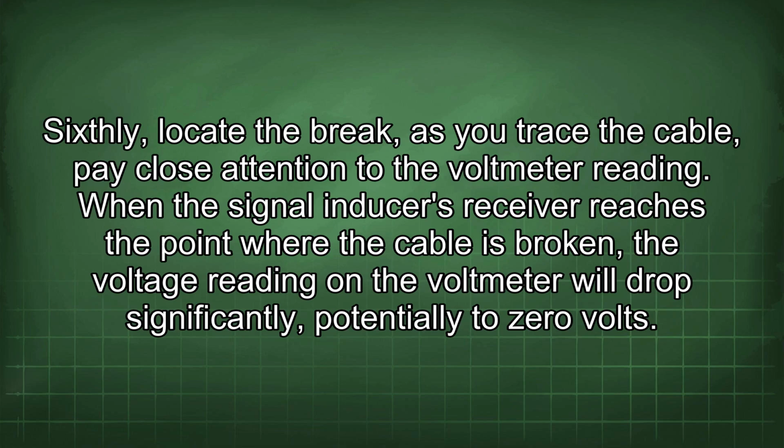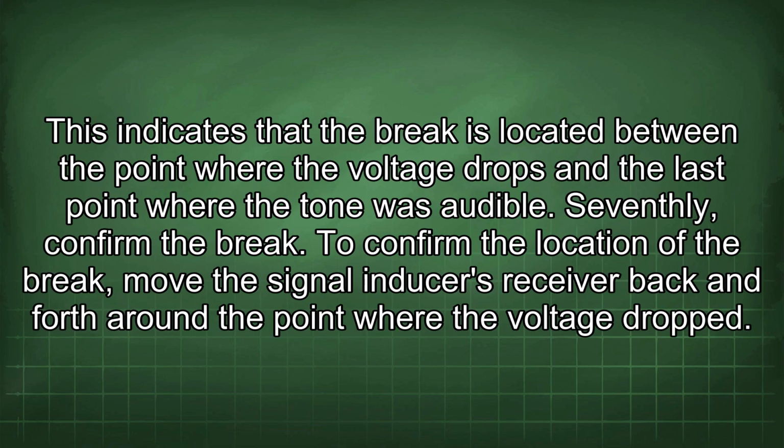Sixthly, locate the break. As you trace the cable, pay close attention to the voltmeter reading. When the signal inducer's receiver reaches the point where the cable is broken, the voltage reading on the voltmeter will drop significantly, potentially to 0 volts. This indicates that the break is located between the point where the voltage drops and the last point where the tone was audible. Seventhly, confirm the break.